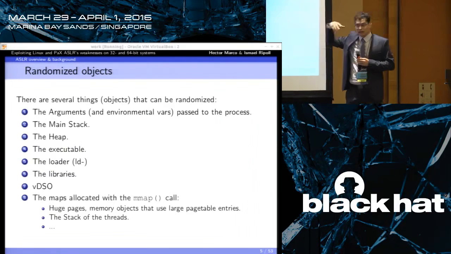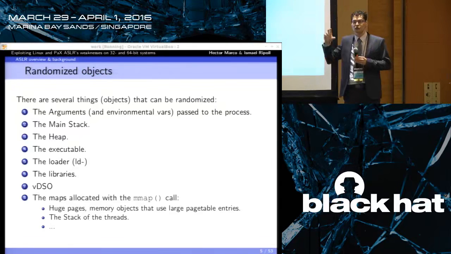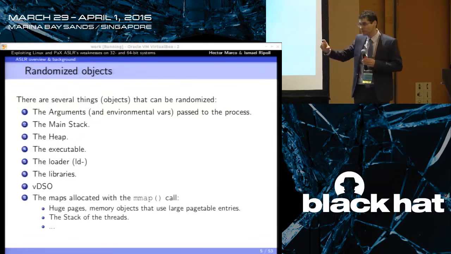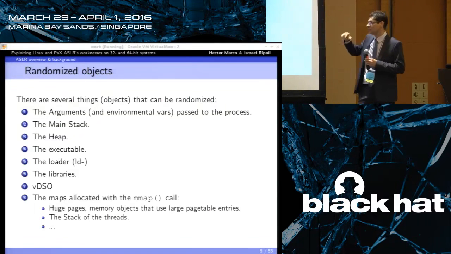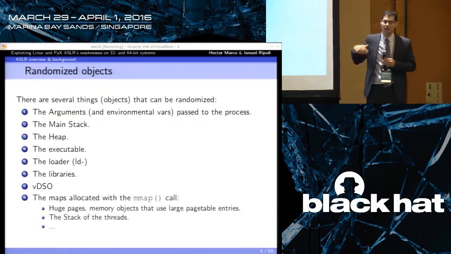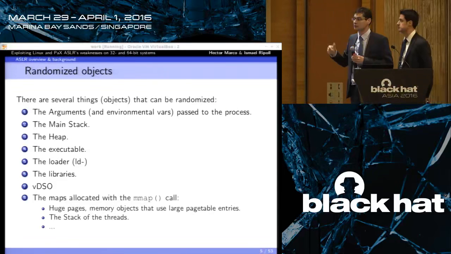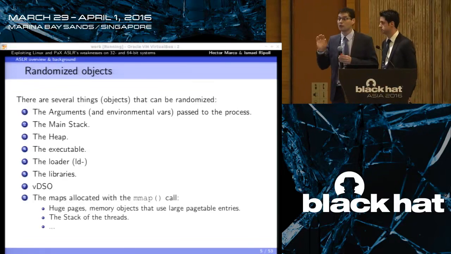So we are going to consider the things that can be randomized. There are many objects, in the sense of blocks of memory, chunks of memory. We are not talking about object-oriented programming, nothing like that. So the heap, the stack, the program, the executable, the libraries, the maps that you allocate using mmap, files, anonymous, whatever. All of those are objects, and all of them must be randomized in order to be fully protected. Otherwise, the attacker can focus on one of them.